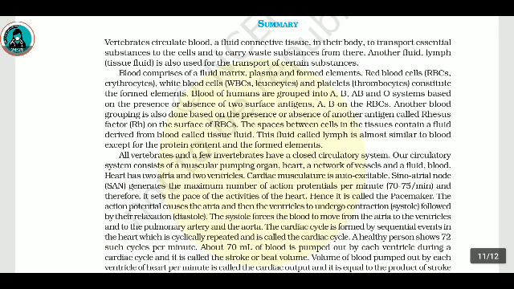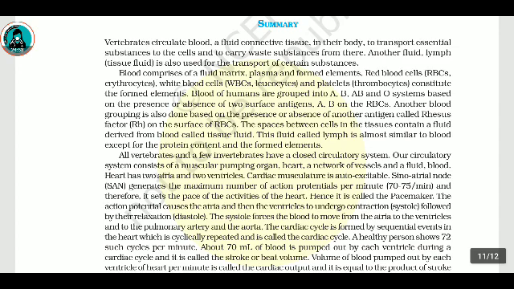Blood of humans is grouped into A, B, AB, and O systems based on the presence or absence of two surface antigens, A and B, on the RBCs. Another blood grouping is also done based on the presence or absence of another antigen called rhesus factor, Rh, on the surface of RBCs. The spaces between cells in the tissues contain a fluid derived from blood called tissue fluid. This fluid, called lymph, is almost similar to blood except for the protein content and the formed elements. All vertebrates and a few invertebrates have a closed circulatory system.